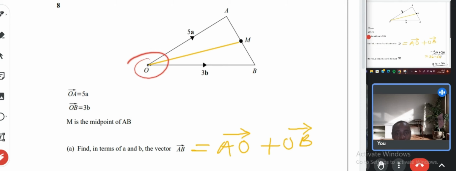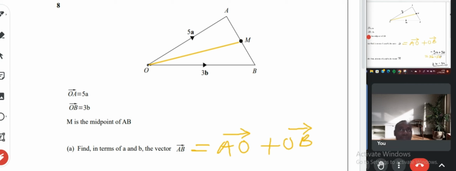To move from O to M, remember you are following a known path. To move from O to M, what are the known routes you can follow? O, B, 5A. That's O to A and then A to M, isn't it? First of all, you go from O to A, and then from there you come to M. So O to A, and then A to M.